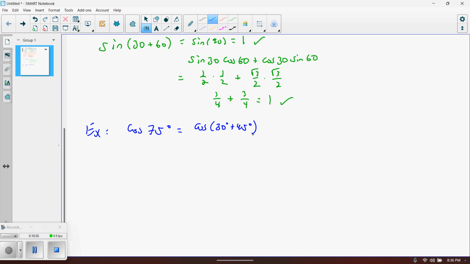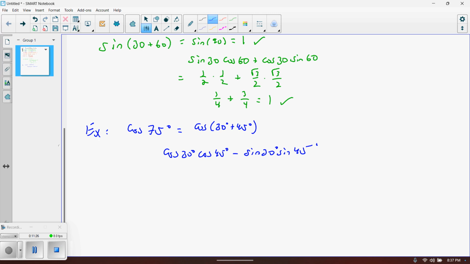Well, now you can use the cosine sum formula, which is cosine of the first angle, cosine of the second angle. Cosine flips its sign, so that would be minus sine of the first angle, sine of the second angle. And now we can evaluate. Now you do have to know, again, you have to know all your unit circle stuff to do this.